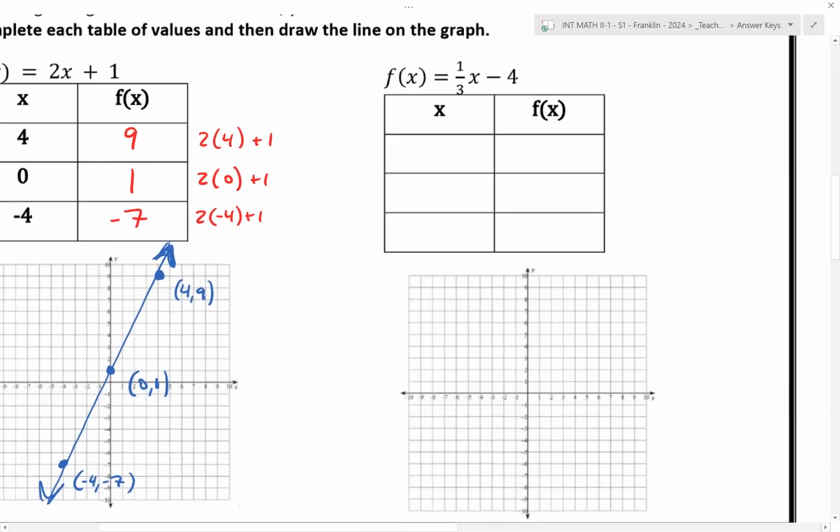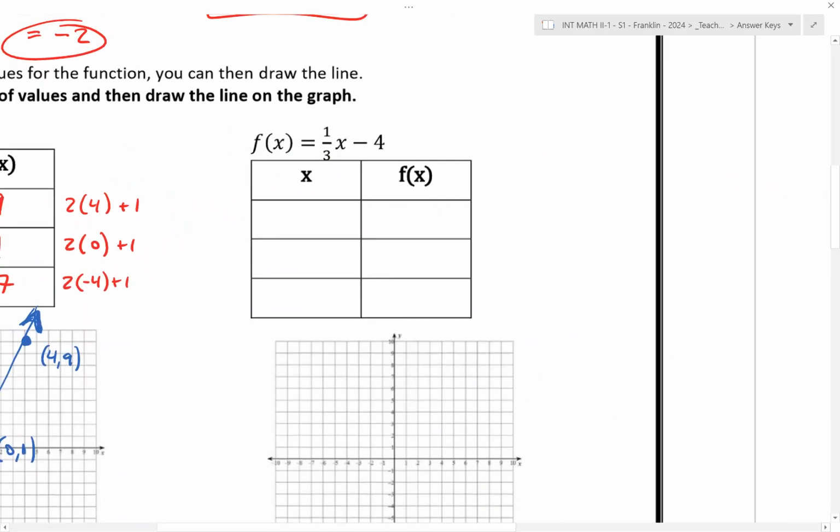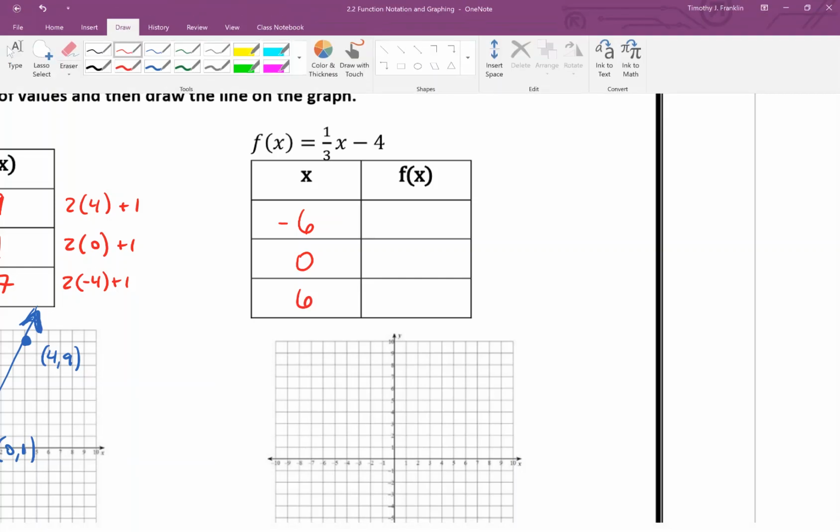Now, if you have a fraction in front of your x, like we do on this next example, we want to use multiples of the denominator or just numbers that are divisible by that number, because we will have to divide. So in this case, let's just go ahead and use sixes, like -6, 0, and 6. We could also use -3, 0, and 3, or -12, 0, and 12. Anything that will divide evenly by 3, because that way we will get a whole number for our f of x or y value. So let's just plug those in.